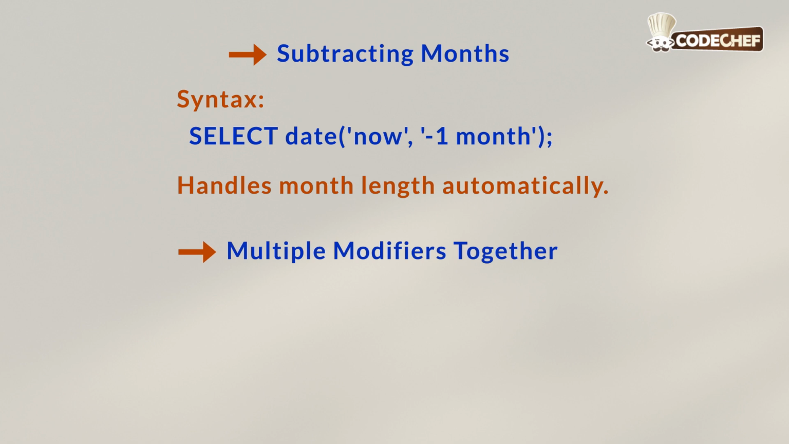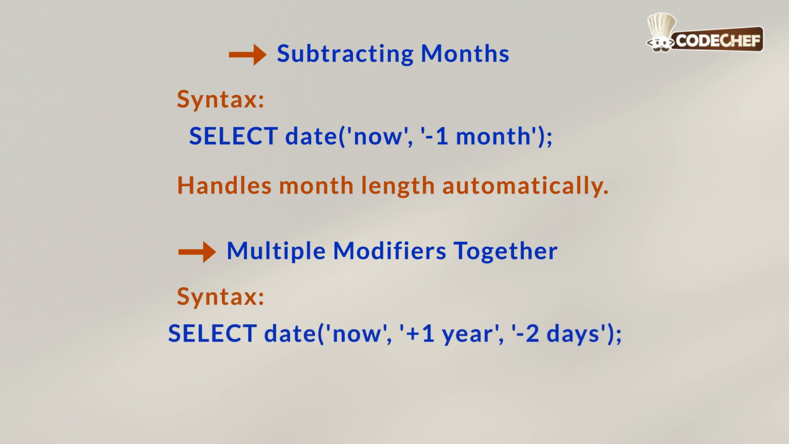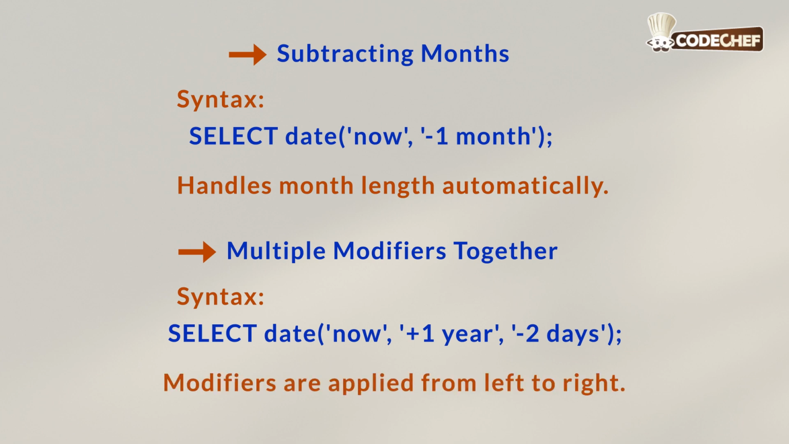Next is multiple modifiers together. Let's see how we can use multiple modifiers to manipulate the date. Syntax: select date, then inside bracket now in single inverted commas, comma, then again in single inverted commas plus 1 year, comma, in single inverted commas -2 days, bracket close and semicolon. Because modifiers are applied from left to right. So first it will see what is the date now, then what will be the date 1 year from today, and then it will reduce 2 days from that date and will finally give us that date.